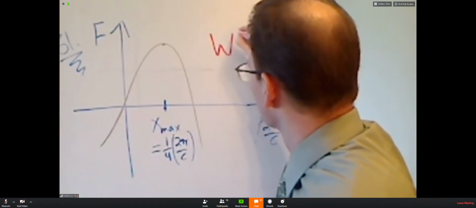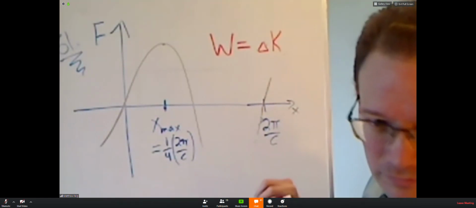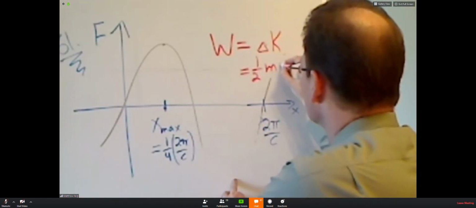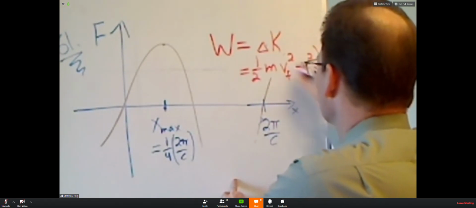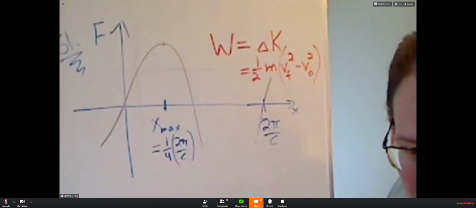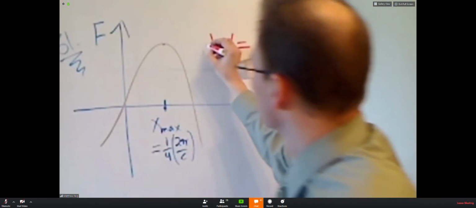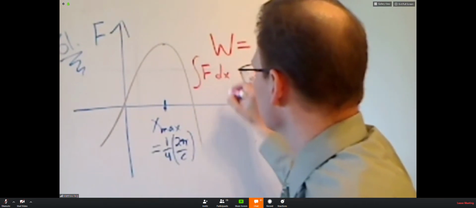The work is the change in kinetic energy. That is equal to 1/2 m times the final velocity squared minus the initial velocity squared. Does that seem reasonable? And what's the work? The work is the integral of force dx.